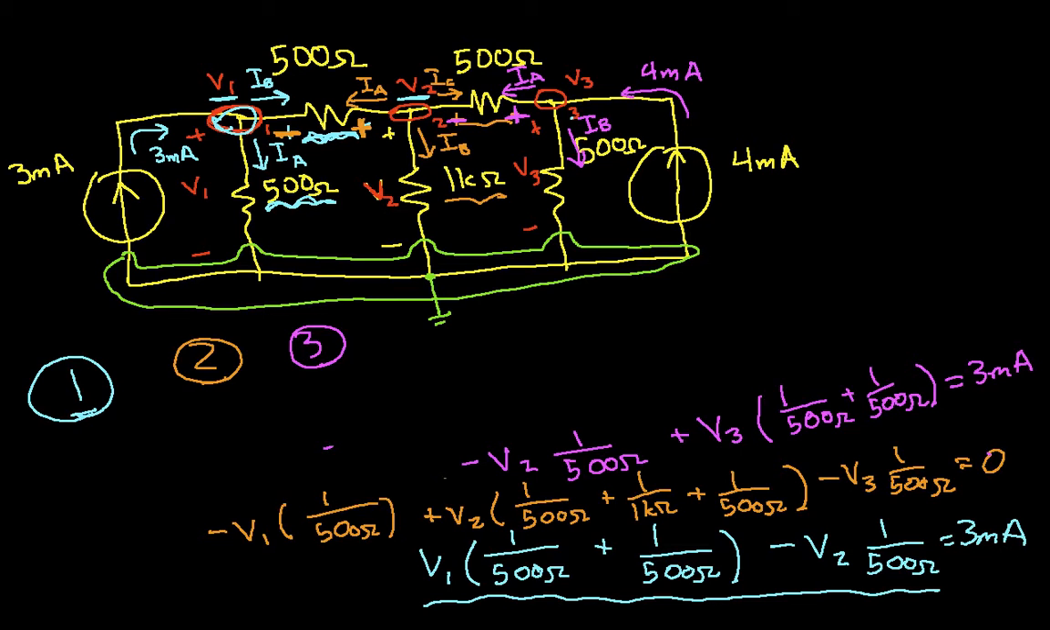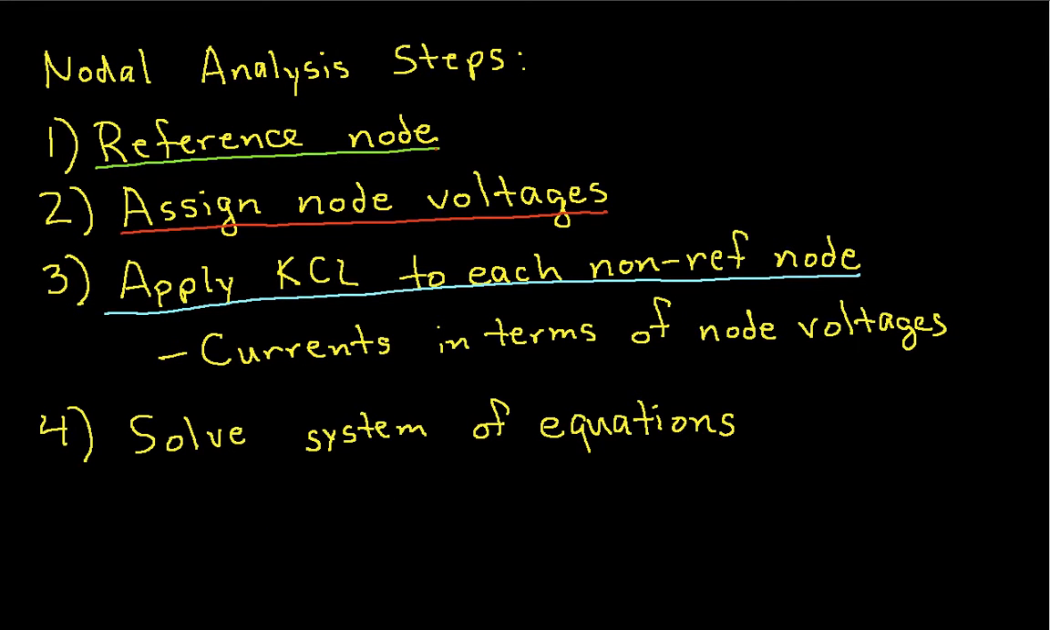And so, well, let's go back to our list of things to do. We've applied KCL to each non-reference node. We found currents in terms of node voltages. We got then a system of equations. So the last thing we need to do is solve this system of equations. Let's see what's an appropriate color for systems of equation solving. We'll use this. So all we have to do now is solve this system of equations.